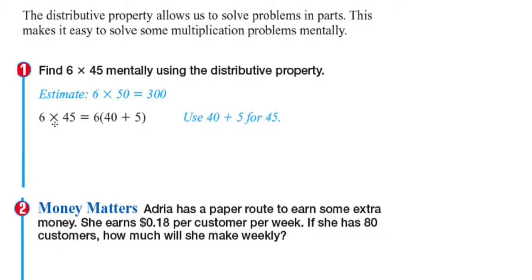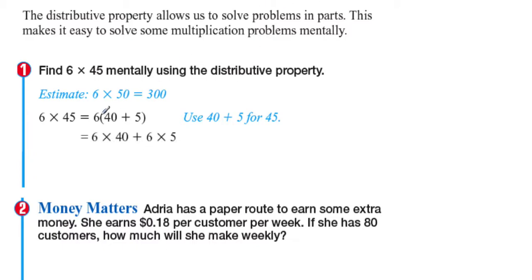So 6 times 45 is the same as 6 times the quantity 40 plus 5. Why? Because 40 plus 5 is the same as 45. And let's use the distributive property. That means we multiply 6 times 40 plus 6 times 5.